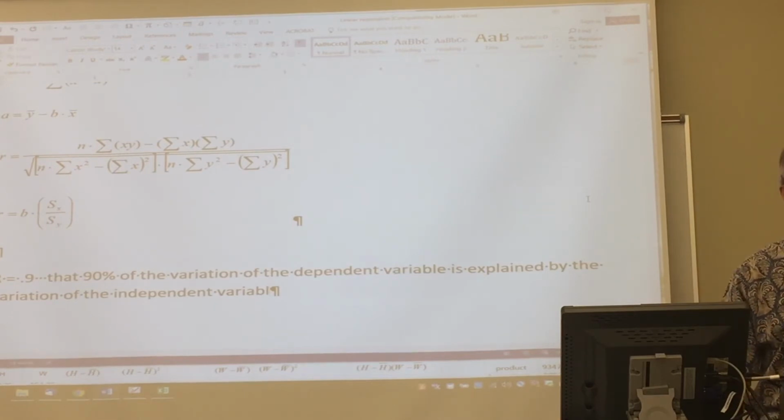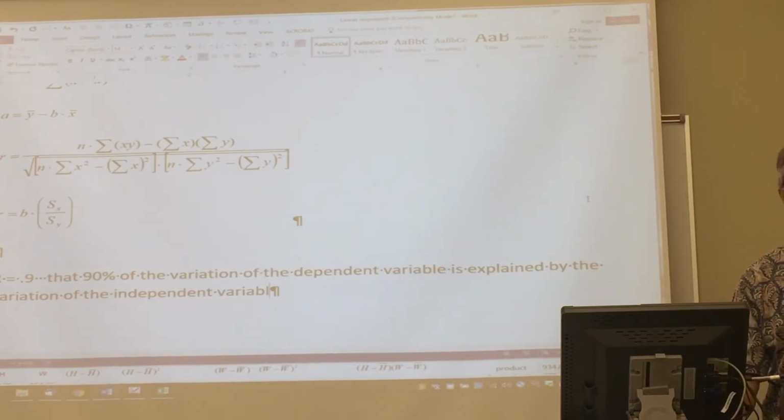And if it was a negative 90, it's still saying 90%, but instead of the slope going up, the slope is going down. That's what your R is explaining: the variation between the independent and dependent variable. So the closer R is to 1, the better the equation is.